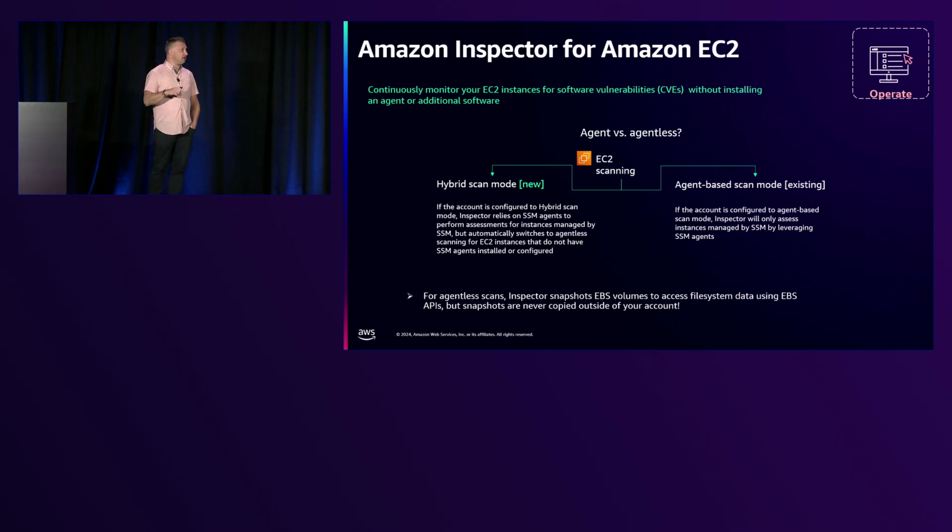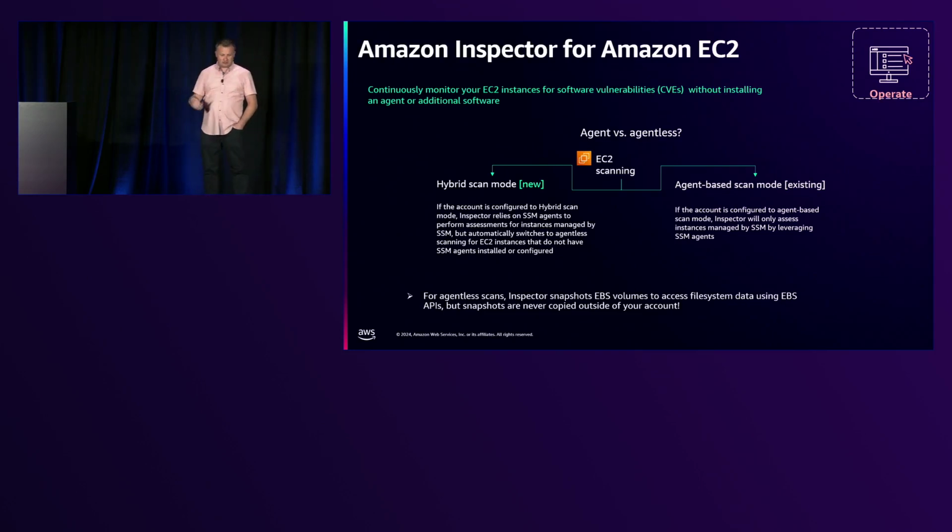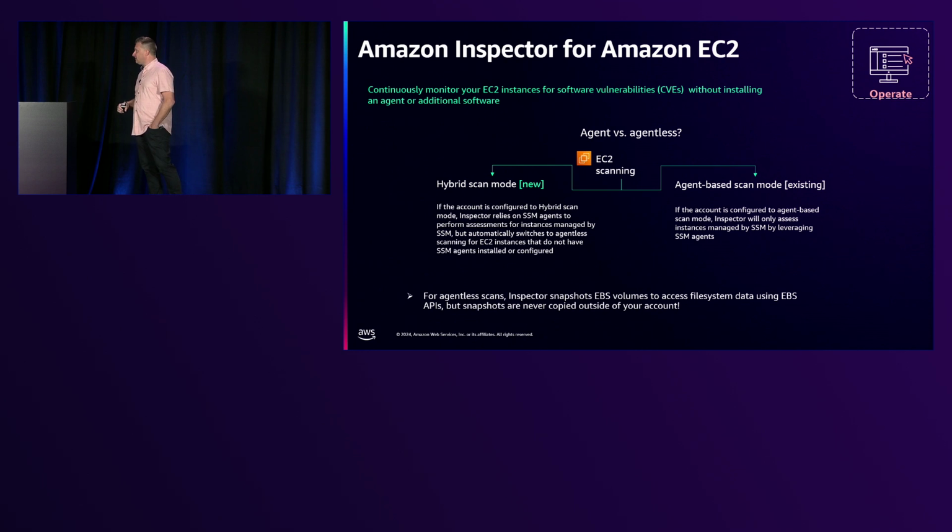So let's dig into the EC2 scenario first. When we want to run continuous scans with Inspector on EC2, we have two options. There's the classic option, which is an agent-based scan. And with this mode, you have to install the SSM agent on your EC2 instance. And then you have to configure the SSM agent to be connected to Amazon Systems Manager and sending inventory data to Systems Manager.